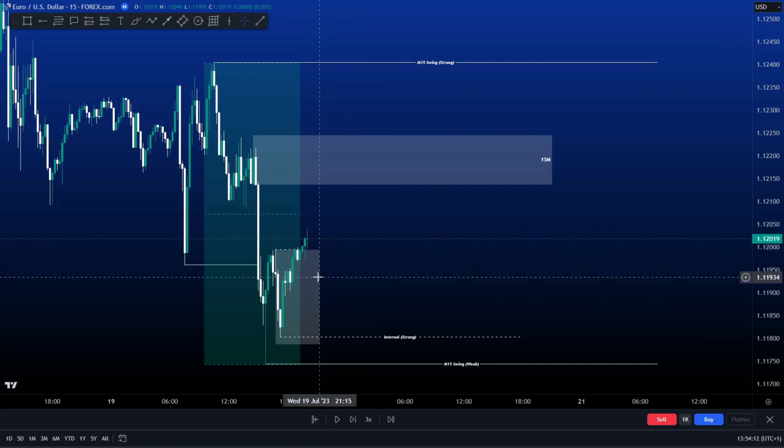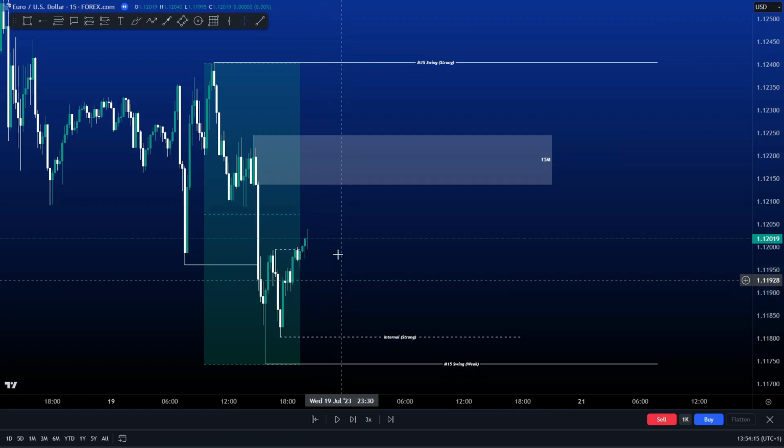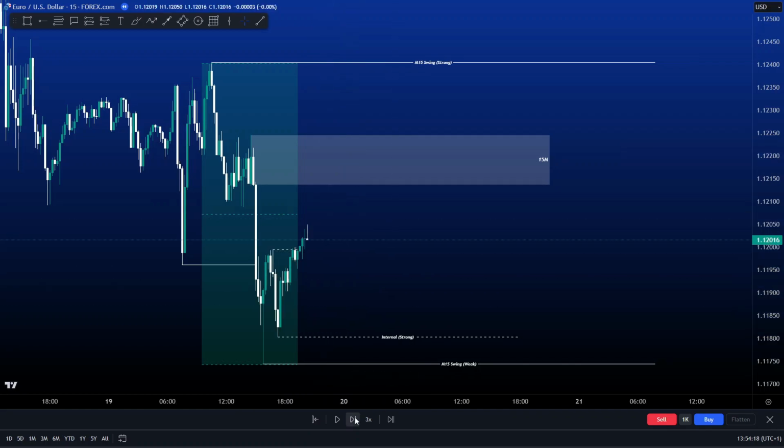Let's see if the price pulls back anyway, and then we can mark the week high and see what happens. But let's see.